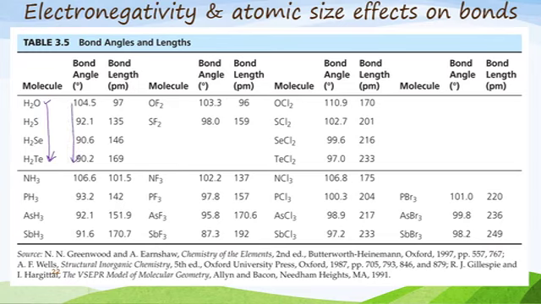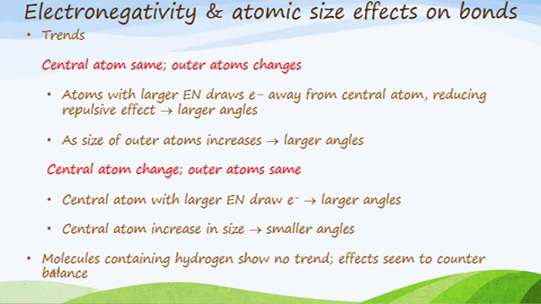With the trends that you're seeing, when the central atom is the same and the atoms on the outside bonded to that central atom change, then the atom with the larger electronegativity is going to draw the electron away from the central atom. You're going to reduce the repulsive effect, and you're going to see large bond angles. And as the size of the outer atoms also increases, you're going to see larger bond angles.